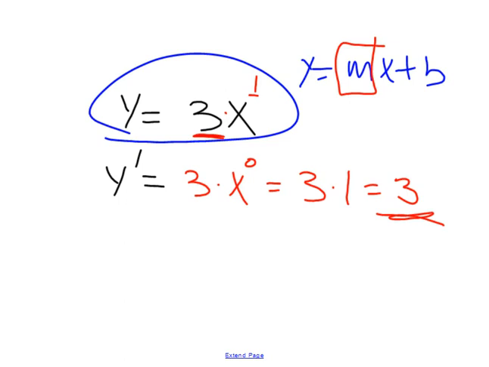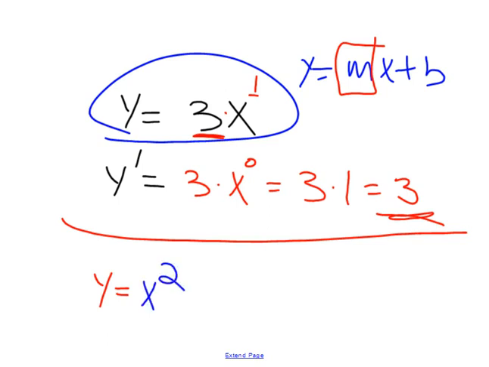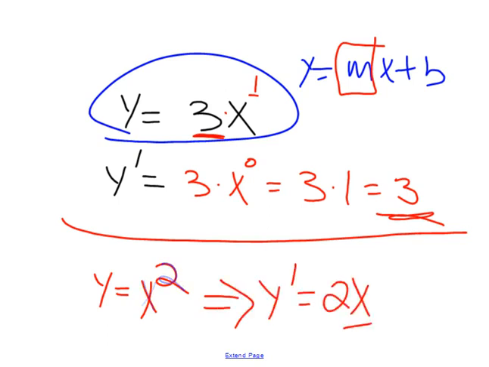As compared to when I do y equals x squared, the slope of that one is 2x. And notice how 2x has a variable in it, because the slope varies, right? Depending upon where you're looking. But in this guy, the slope is 3 always. There's no variable in the derivative.